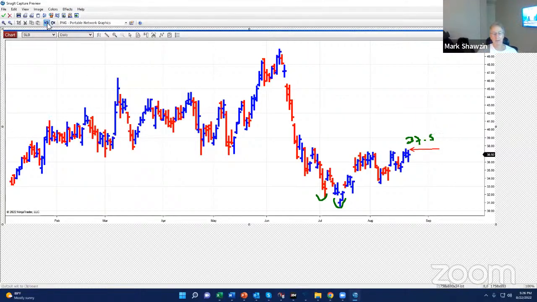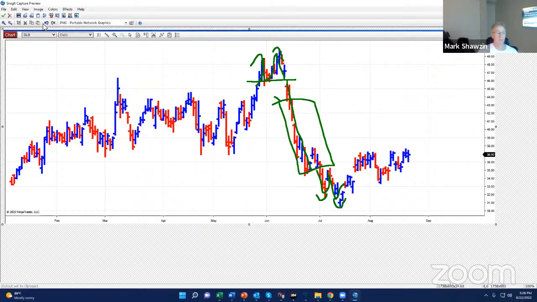So to me, pattern equals trajectory. When I see a pattern, it leads to a move up or down. So you can see here was the opposite. Here we have a double bottom. Here was a double top. And just upon noticing that, you could have been put into a sizable move.